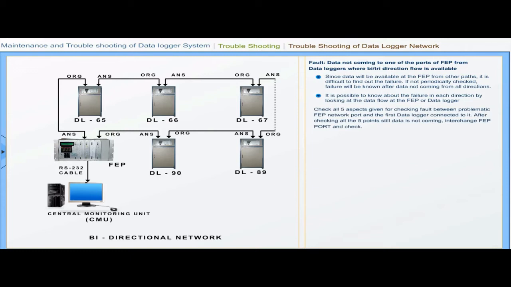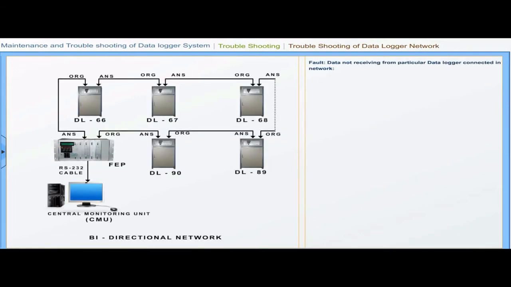Check all 5 aspects given for checking the fault between the problematic FEP network port and the first data logger connected to it. After checking all the 5 points, if data is still not coming, interchange the FEP port and check.